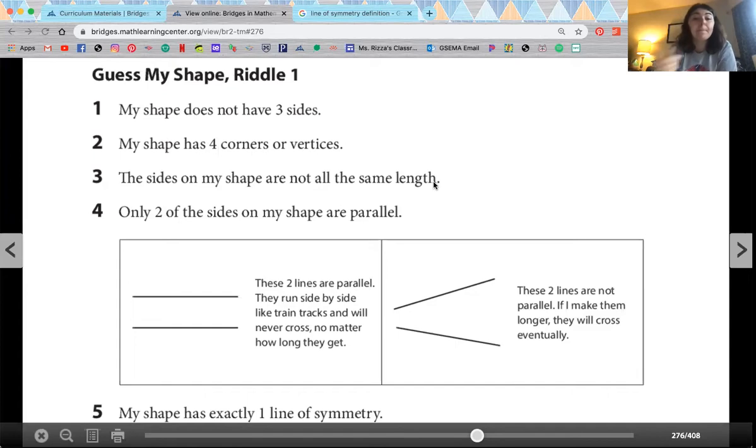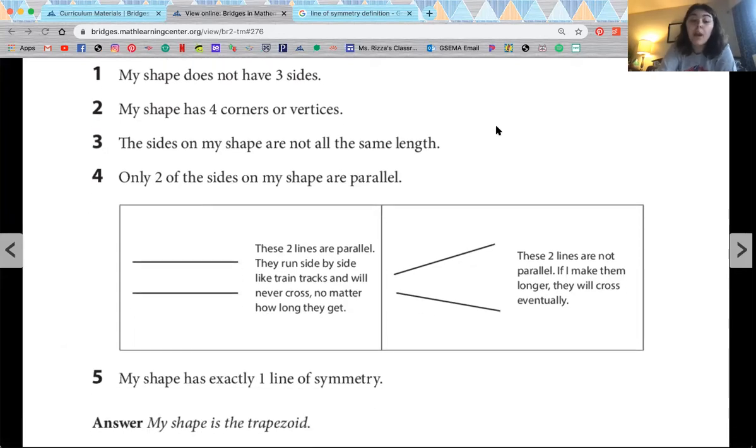My square has 4 corners, but all these sides are the same length, so it can't be a square. Only 2 of the sides on my shape are parallel, and they give us a reminder in the box here of what parallel means. Remember, parallel are 2 lines that if they're next to each other and they go on forever and ever, they're never going to touch in both directions. They'll never cross. But this one, if I make these lines longer, eventually these are going to cross. So these are not parallel. So only 2 sides of my shape are parallel. And my shape has 1 line of symmetry. If you need to take a minute and pause and try to figure out what shape I am giving you hints for, you can do that.